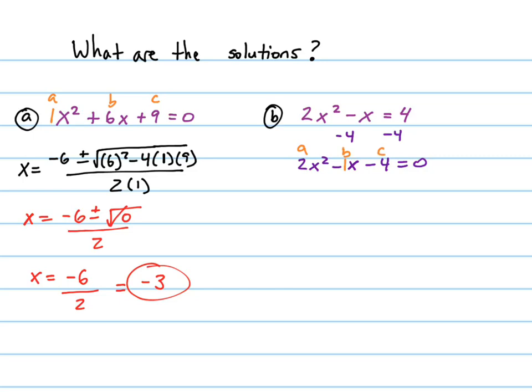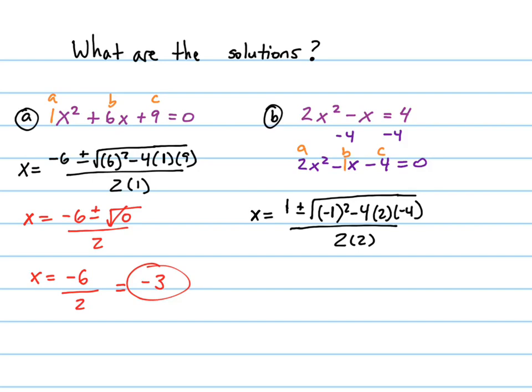So now I'm going to plug this into the quadratic formula again. So x equals negative b, so it's going to be a positive 1 in this case, plus or minus the square root of negative 1 squared minus 4 times 2 times negative 4, all over 2 times 2. So once again, I always simplify underneath the square root, just the way I prefer to do this. So x equals 1 plus or minus, in this case, negative 1 squared is 1, and then you've got negative 4 times 2 times negative 4. That ends up being 32.